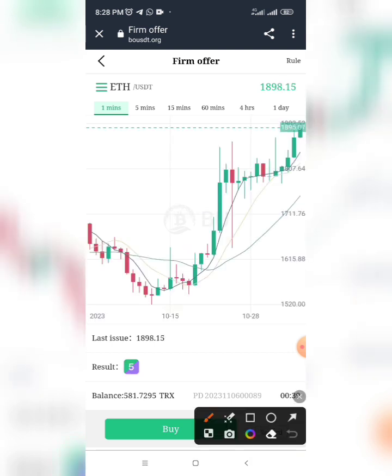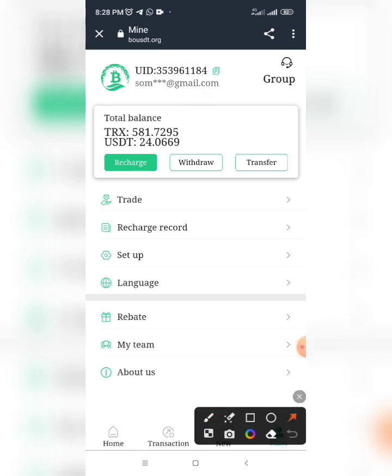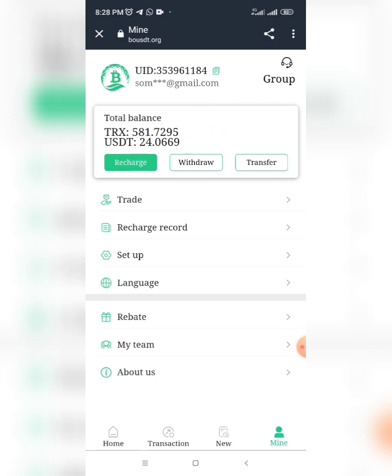Like we see, my trade today from this group, everyone. I deposited just 200 TRX today and I won 380 TRX more, and I have this number in USDT. I will go to withdraw now from here.